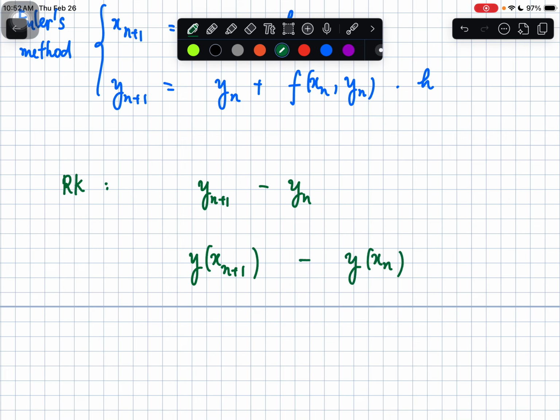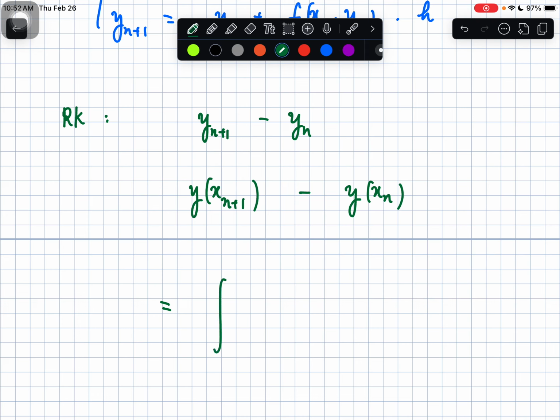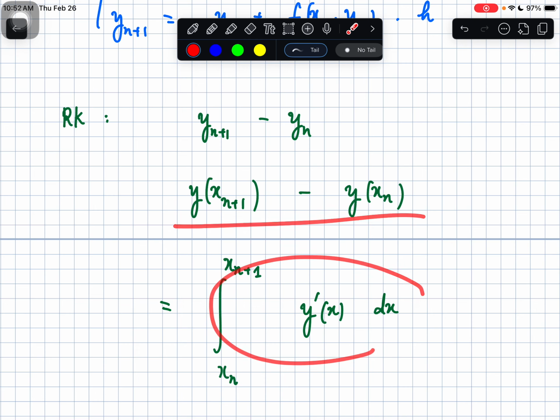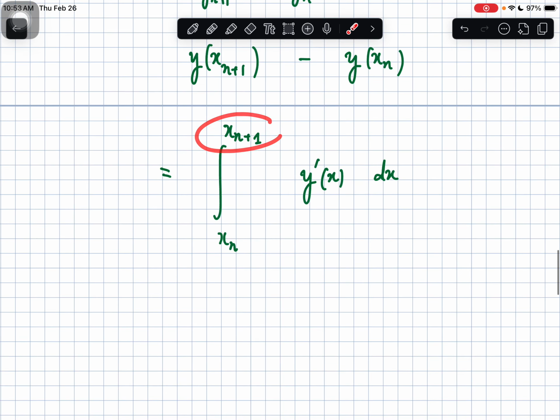We are in the step n. So this yn plus 1 is the approximation for yn plus 1, and we have this now. By the fundamental theorem of calculus, this is the integral from xn to xn plus 1 of y prime of x dx. Integral of this will give us this. Now we know that xn plus 1 is xn plus the step size h.